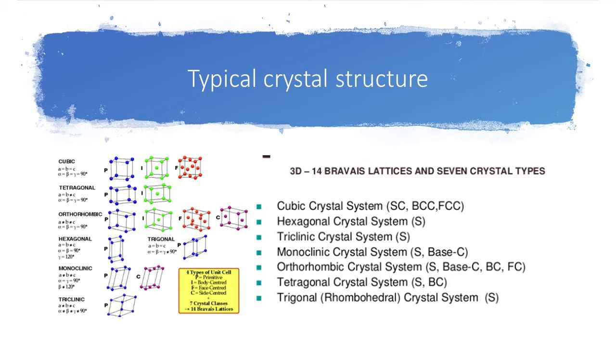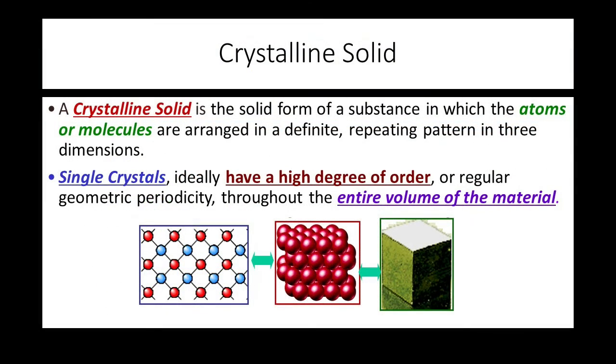There are 14 Bravais lattices and 7 crystal types. The crystal types are the cubic crystal system, where you will find the FCC, BCC, and SC, hexagonal crystal system, triclinic crystal system, monoclinic crystal system, orthorhombic crystal system, tetragonal crystal system, and lastly, trigonal crystal system. As you can see in the picture, the different structures, but we'll just focus on the cubic crystal system.